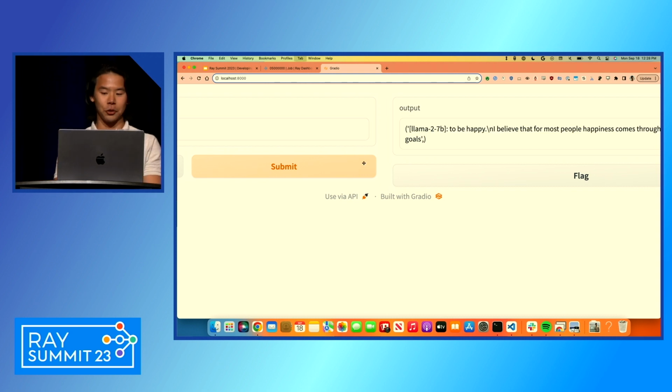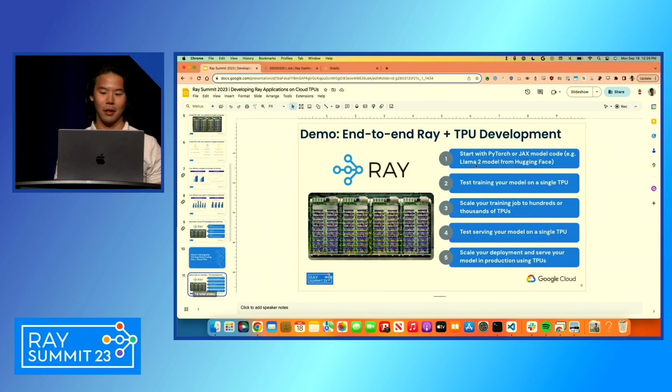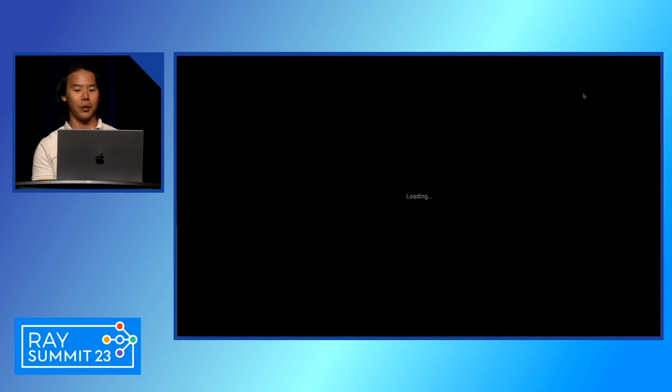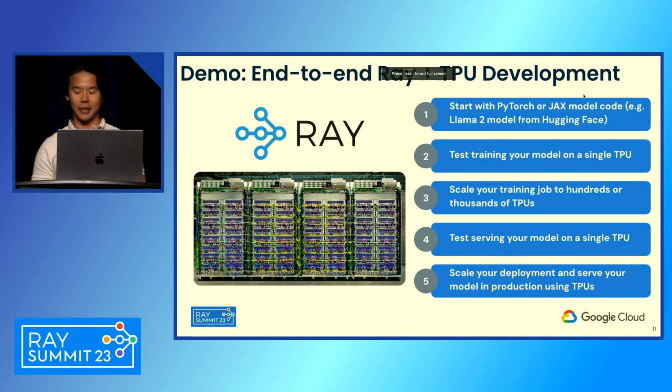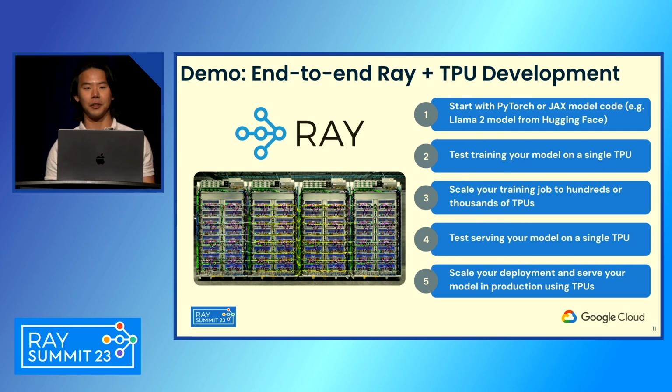And overall, in conclusion, what I've shown you today is that you're able to start with any arbitrary code, PyTorch or JAX, test training on a single TPU, easily scale it out to hundreds, if not thousands of TPU chips, serve it on a single TPU, and then scale your model in production, all with TPUs.